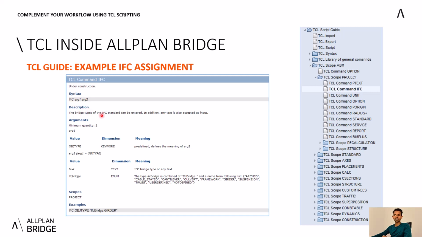We have the bridge types of IFCs, and a description which explains the bridge type in the IFC standard. We have the arguments, how many arguments you want to use, and the value, object type, dimension, meaning, and so on. For example, here we have IFC object type, IFC bridge girder. Object type is argument 1, and IFC bridge girder is argument 2. This is an enumeration which we have in the bridge, so you can choose which type of bridge it is, if it's arc, cable stayed, cantilever, or so on.